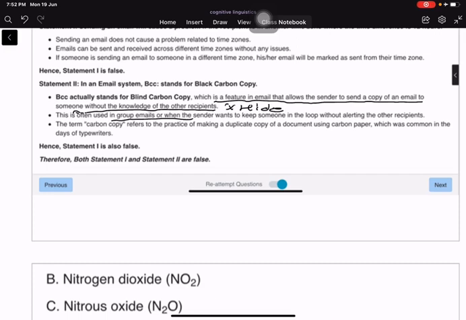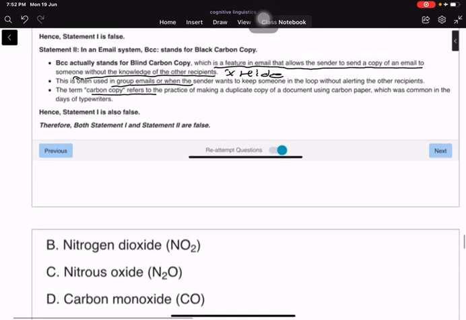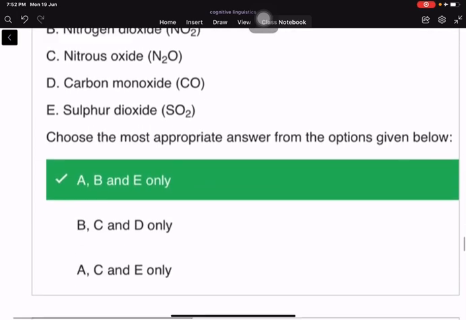Often used in group emails, the term carbon copy refers to the practice of making a duplicate copy of a document using carbon paper, which was common in the days of typewriters.